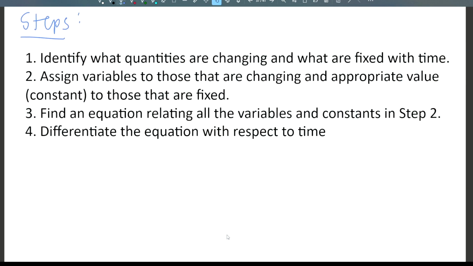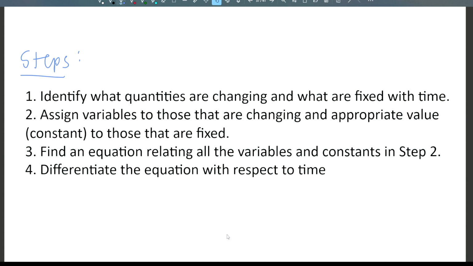Let's identify the steps on how to do it. Number one, identify the quantities that are changing and what are fixed. So we identify what is changing and what are fixed or constant with time, so that we can identify which variables to look for, which variables to solve for, and which quantities you can use to solve for the required.